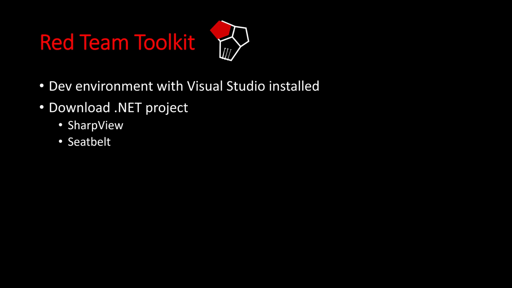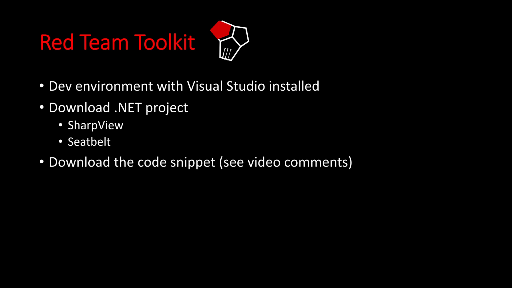Next, you'll need to have the .NET project that you want to compile and use in Slingshot. In this case, we're going to use SharpView and Seatbelt. The final requirement is the code snippet at the GitHub link provided in the video comments. This code simply takes the arguments being passed to the assembly and forwards to the main function for execution.